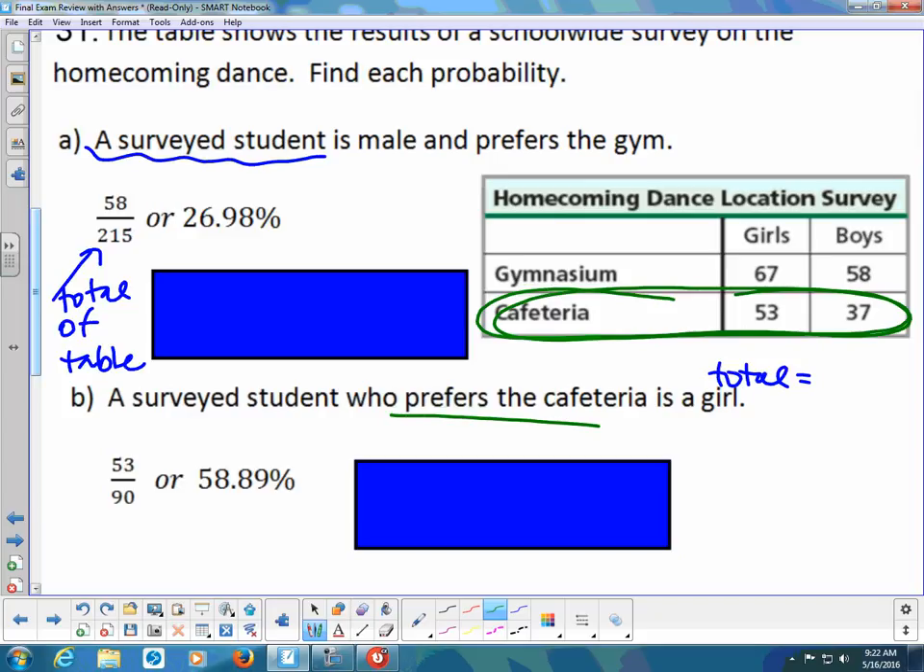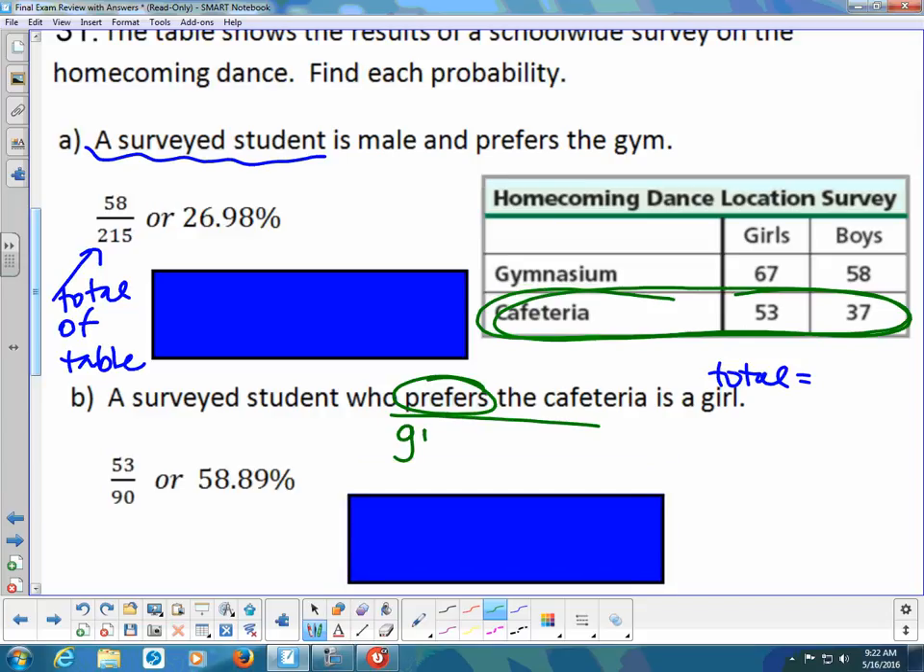So the word prefer, or what's the other word you sometimes see that tells you that? G, I, V, given. So prefers or given, those two keywords change your denominator. Because you're limiting who you're actually talking to. You're saying, I know they prefer this, so I'm going to choose this word. I know I'm only given this group of people.